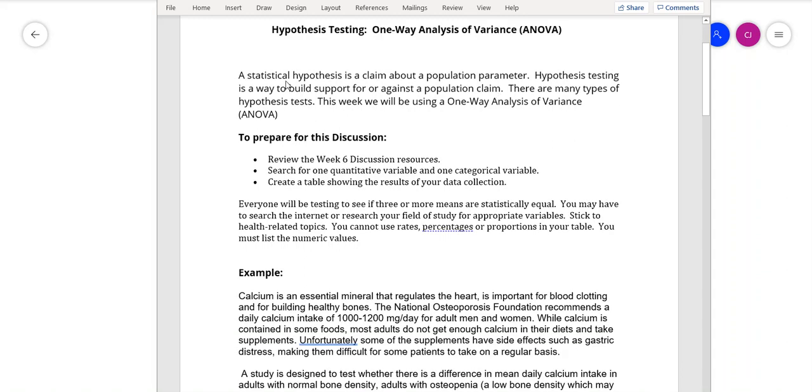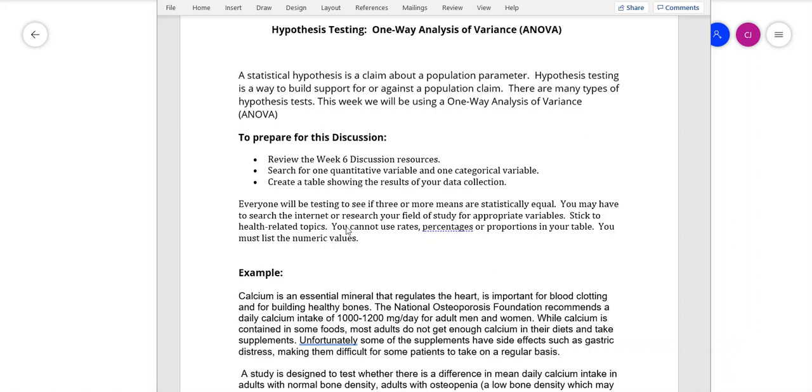We want to start out again by making sure that you review the week 6 discussion resources and read the chapter, and that you have looked at what this is. You'll see there's a lot of similarities to all the other hypothesis tests, like the test statistic, the p-value, the significance level, and so on. It says here, everyone will be testing to see if three or more means are statistically equal.